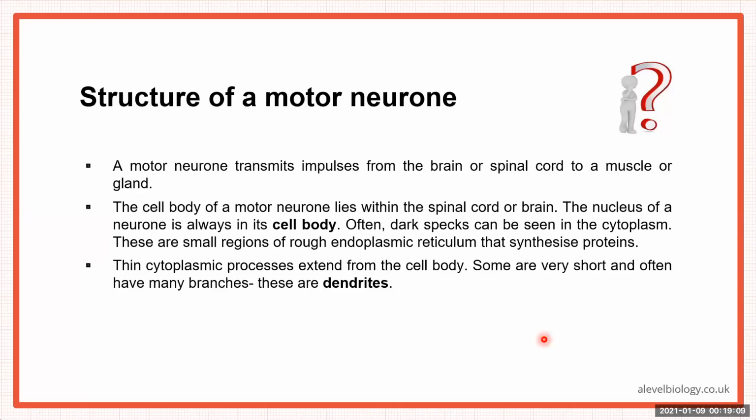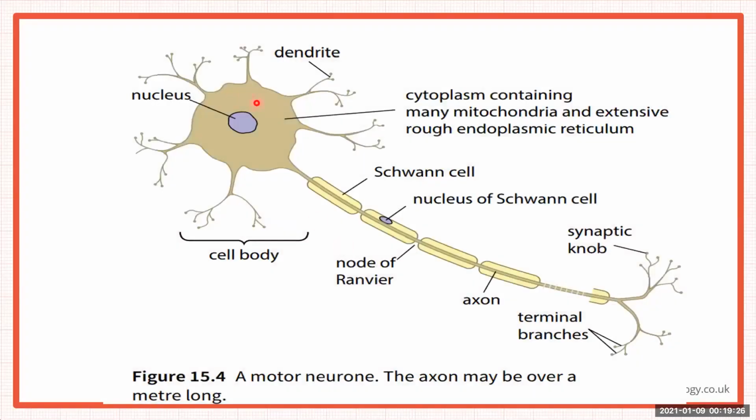Okay, so let's talk about the structure of a motor neuron now. A motor neuron transmits impulses from the brain or the spinal cord to a muscle or a gland, right? The cell body of this neuron lies within the spinal cord or the brain, and the nucleus of the neuron is always in the cell body. So if you look here, this is how a motor neuron looks. This is the cell body, and here you can see there's a nucleus, and these are the cytoplasmic projections.